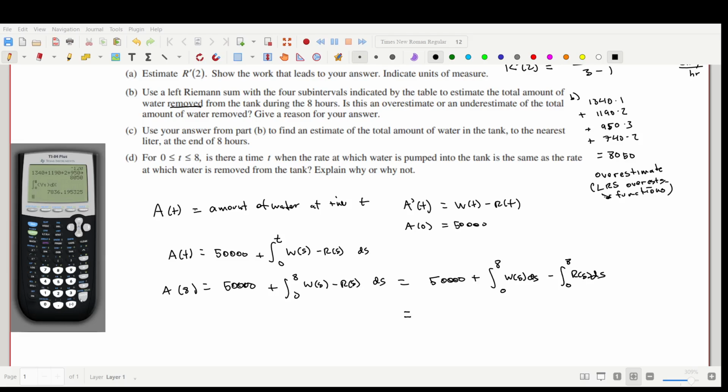All right, so this is 50,000 plus, calculator tells me 7836.195. And then I subtract off this 8050 I found beforehand. And that is 49789.195 or something.